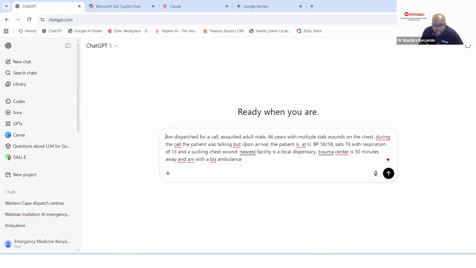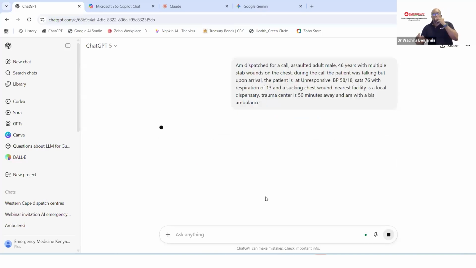All right, let's do this. I'm dispatched for a call, an assaulted adult male with multiple stab wounds on the chest. During the call, the patient is talking, but upon arrival, the patient is unresponsive. BP is this, SATs are that, with expression of that, and a sucking chest wound. The facility is a local dispensary, the trauma center is 50 minutes away, and I'm with a BLS ambulance. You guys are all asking for miracles. Let's see what happens here.